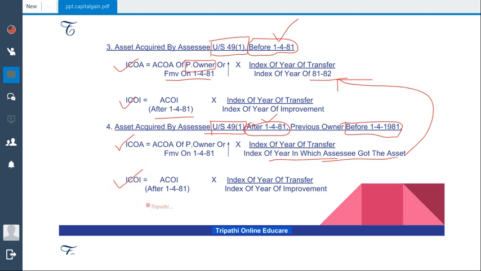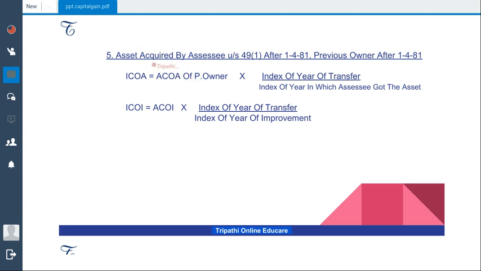What about index cost of improvement? Index cost of improvement is equal to actual cost of improvement after 1981 into index of year of transfer upon index of year of improvement. So it is very much similar. In fact, it is same as the previous one, right? So let us go to the next one, case number 5. Asset acquired by SSC under section 49(1) after 1981, previous owner also after 1981. Now you're getting this asset as a gift after 1981, and previous owner also has bought this property after 81. So there is no one before 81.